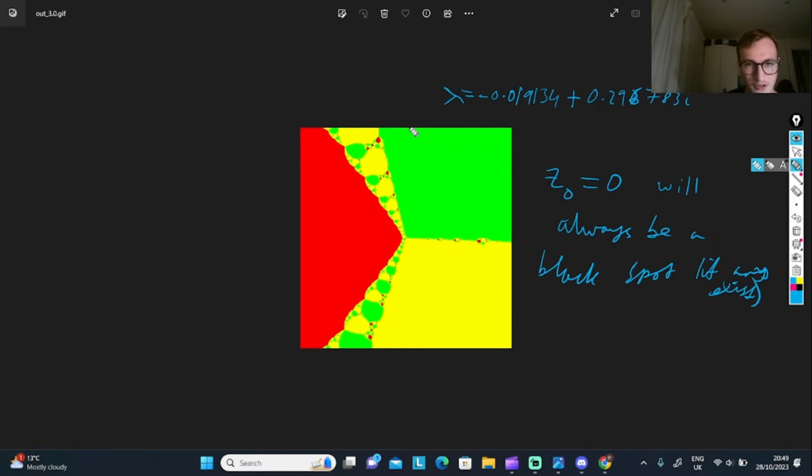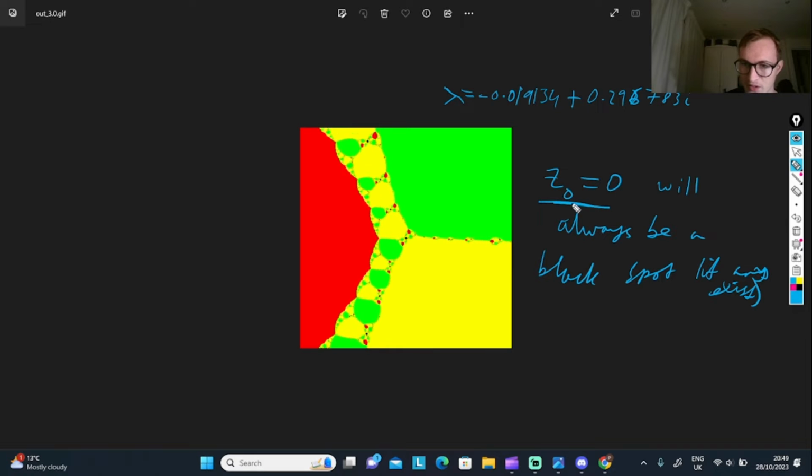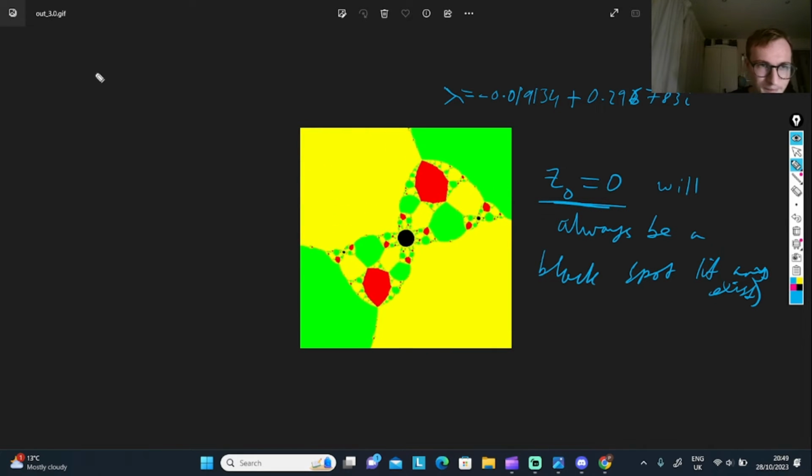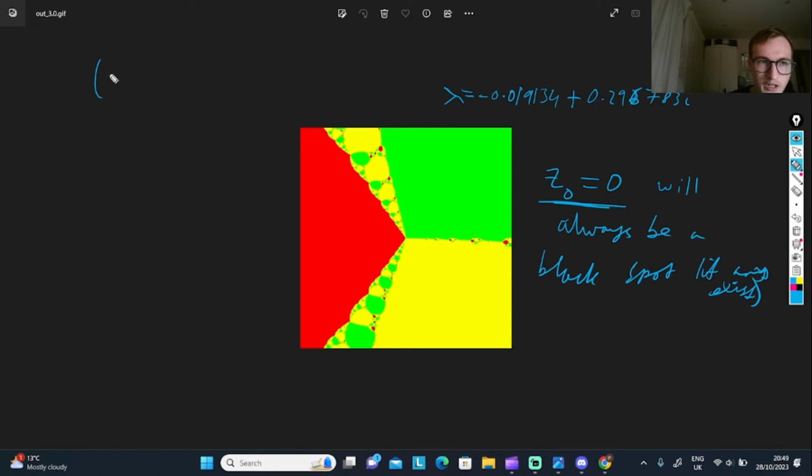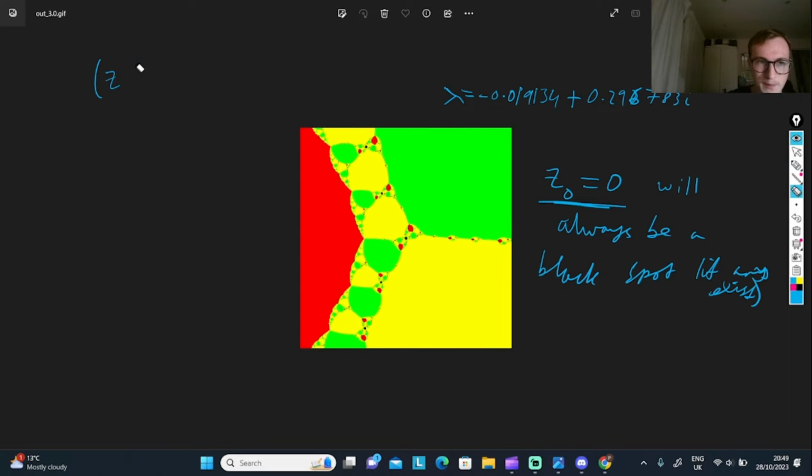So what we're going to do is fix z0 equals 0 to be the starting point, and we're going to look at a fractal of the polynomial that we were looking at before.